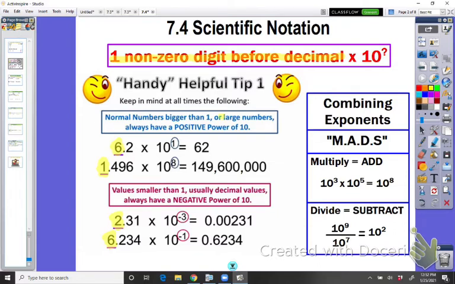So if it's a very large number, it has a positive power of 10, like the first two examples. And if your decimal is smaller than 1, you're going to have a negative exponent on the power of 10. Eventually, we'll talk about combining two numbers in scientific notation together, so we can combine our exponent rules. If we multiply, we're adding the exponents, and if we're dividing them, we subtract the exponents. So we'll get into that a bit later.